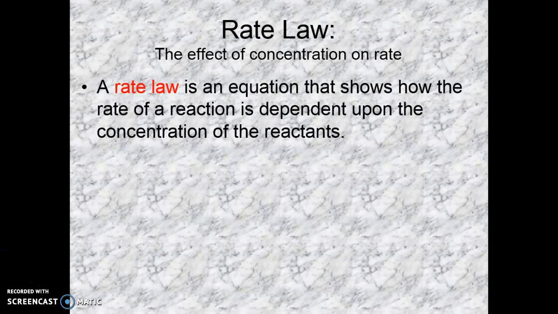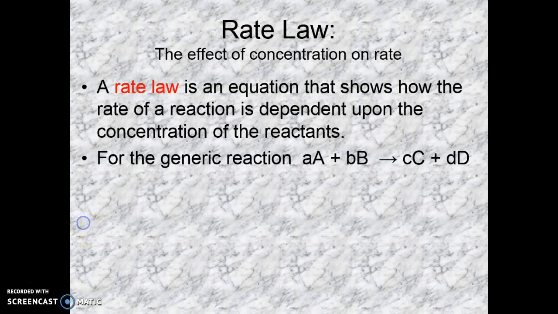And so a rate law is simply an equation that shows how the rate of a reaction is dependent upon the concentration of the reactants. Notice that the rate is only dependent on reactants, not products. So this is something a little bit different than equilibrium. Equilibrium was products divided by reactants to get the equilibrium constant and so forth. Rate law, all we're looking at is the reactants because we don't care about the products. How fast the reaction is going to go is based solely on the reactants. So you've got to keep that in mind.